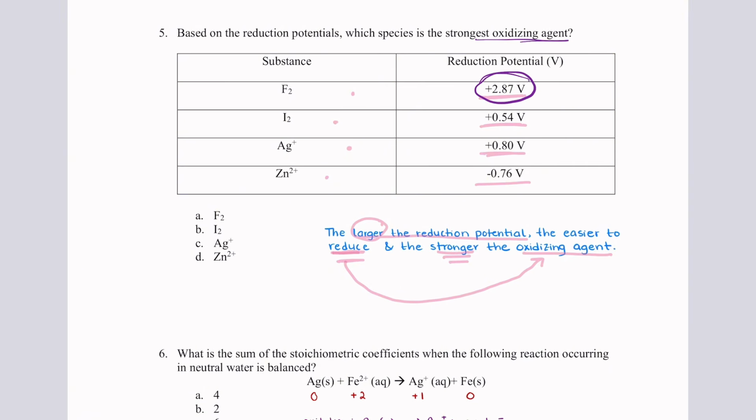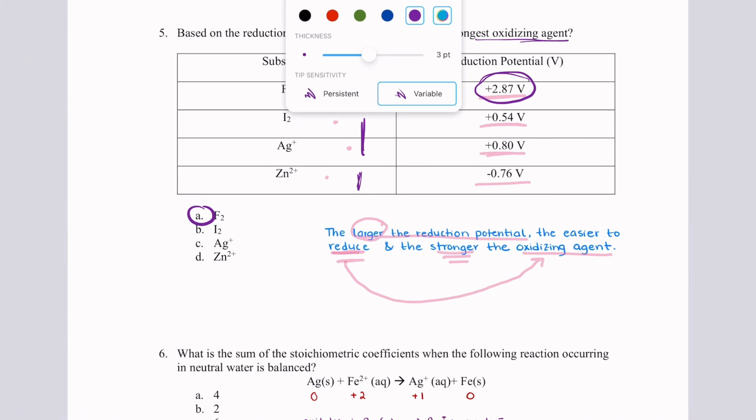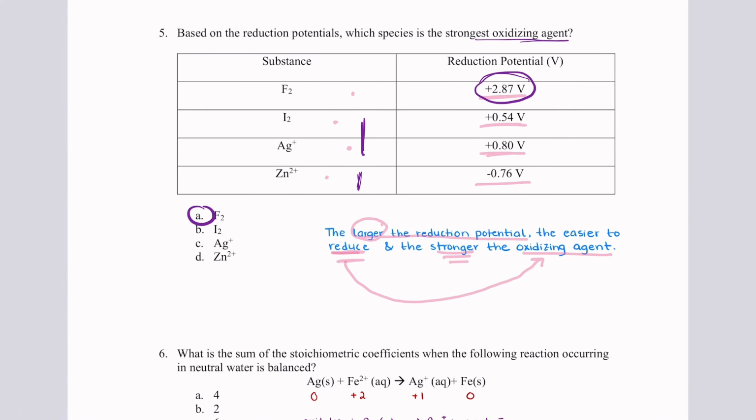Iodine and silver ions are positive, but they're smaller in value. And zinc ion has a negative value, meaning its reduction is not favorable under standard conditions. So the strongest oxidizing agent in this list is fluorine gas because it's the easiest to reduce, and we figured that out by looking for the largest reduction potential. The correct answer is A.